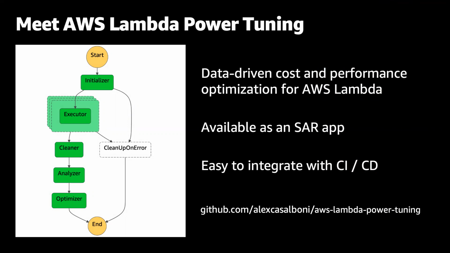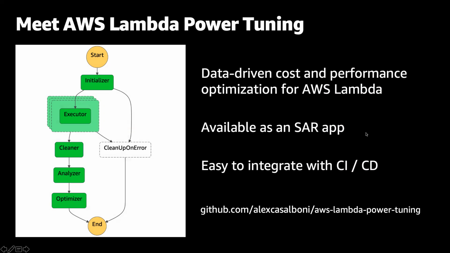I had no idea. So I thought, I don't want to do this manually. I'm going to automate the whole thing. So I created AWS Lambda Power Tuning. It's an open source project. You can find it on GitHub at this URL. It's available as a SAR application in the serverless application repository, so you can deploy this in one click.